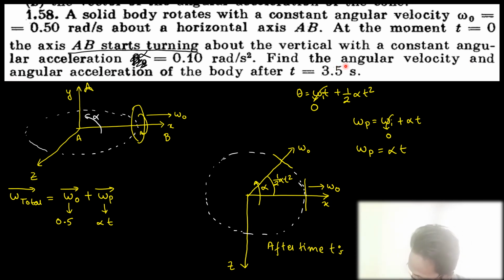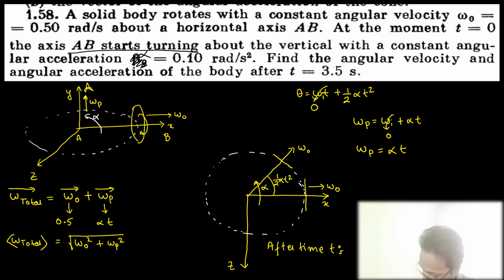See, the angular velocity has these two components, omega naught and omega p. Omega p is always in the y-axis. This is the direction of omega p. So although the direction of omega naught is changing along this circular orbit, this omega naught and omega p will always be perpendicular to each other. Okay, so omega total, or the magnitude of total angular velocity, is nothing but the square root of omega naught square plus omega p square.